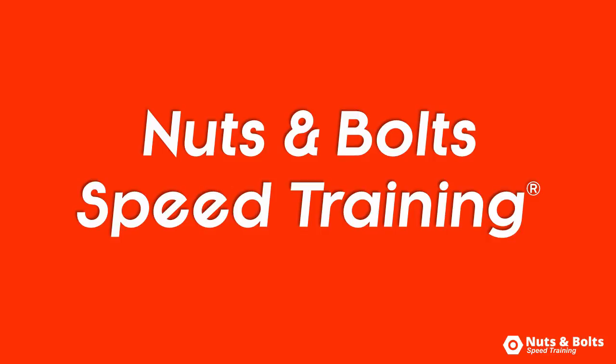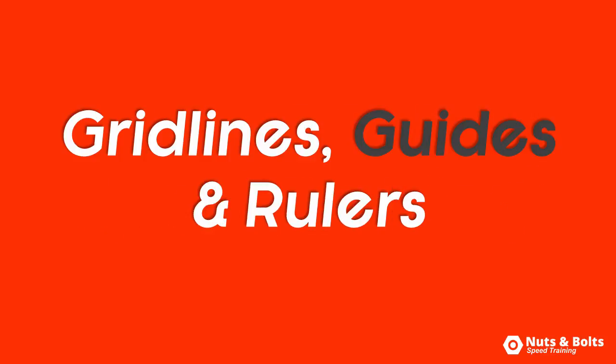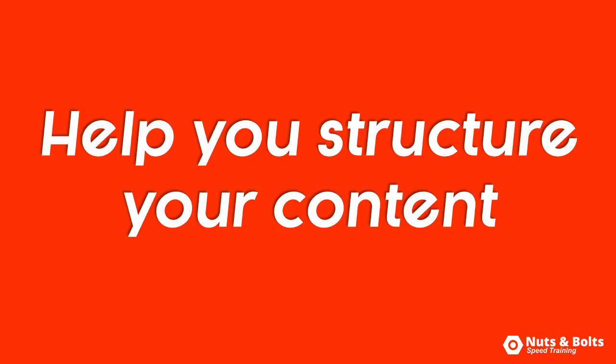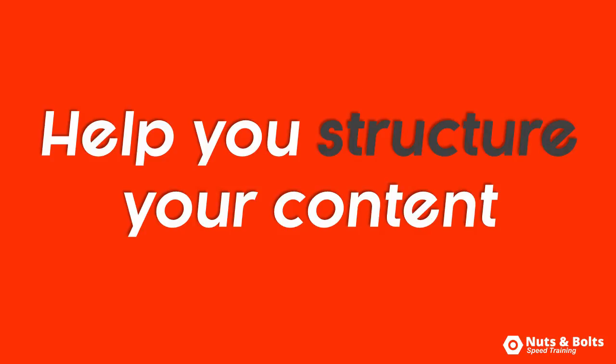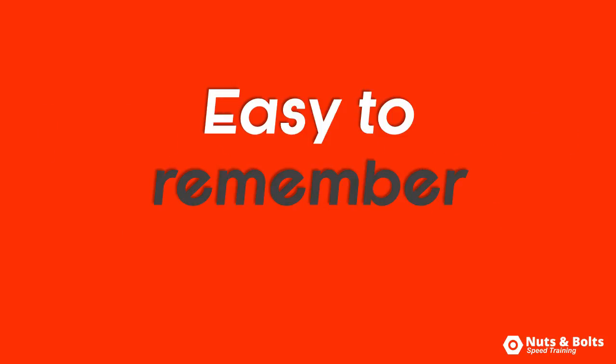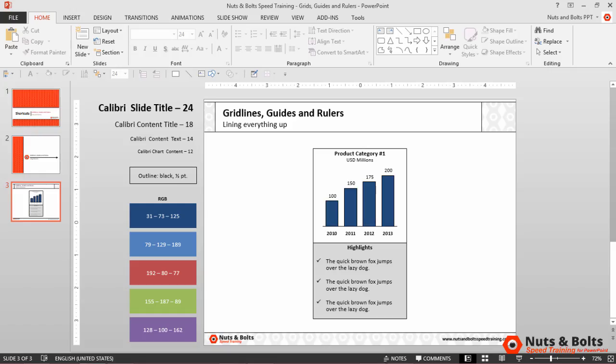This is Nuts and Bolts Speed Chain with your keyboard shortcuts for gridlines, guides, and rulers, all of which are there to help you lay your content out in a more structured manner. And these are all easy to remember as they all rotate around the F9 key. And here in PowerPoint, let's first talk about gridlines, and there's a couple shortcuts around them.